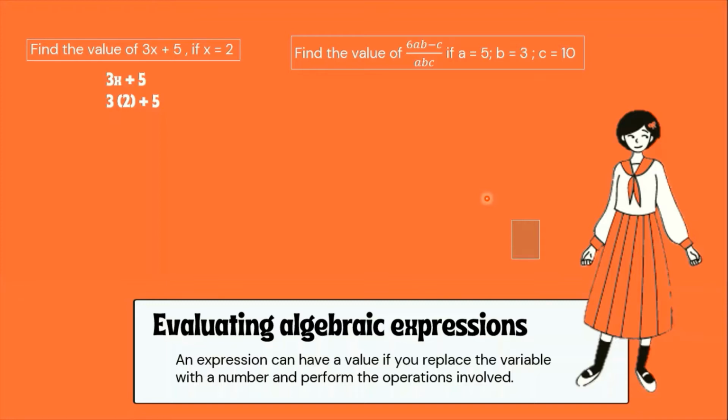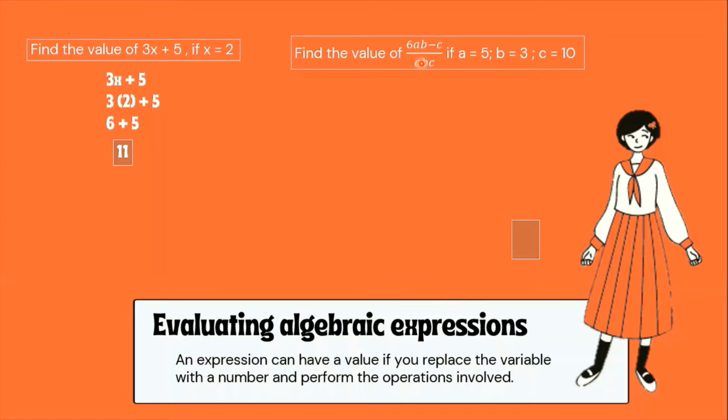Then, perform the operation. Following the GEMDAS rule, we have to multiply first before we can add. Itong GEMDAS ay ating na-discuss sa lesson 3. The GEMDAS rule is very important when evaluating algebraic expressions. You need to follow the sequence of GEMDAS for you to get the right value. Kaya naman dito, mag-multiply na muna tayo. 3 times 2, tsaka tayo mag-add. 3 times 2 is 6, and then add it to 5. Ang sagot natin ay 11. Therefore, the value of this algebraic expression 3x plus 5 is 11.